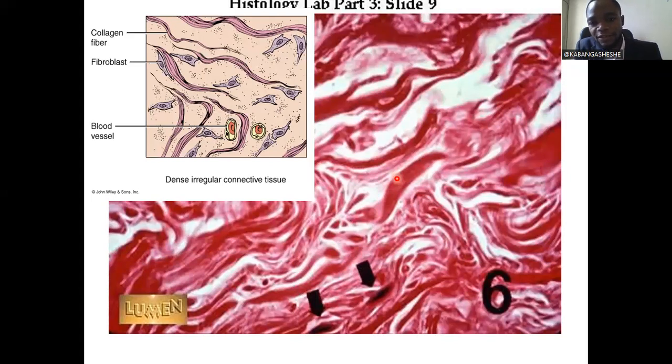Where do we find dense irregular? Dense irregular is found in the outer covering of all internal organs. If you check, the liver is shiny on the surface because it has a capsule. The kidney has a capsule. The spleen has a capsule. This is the outer covering connective tissue formed by dense irregular connective tissue.